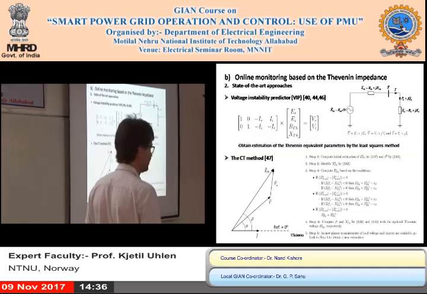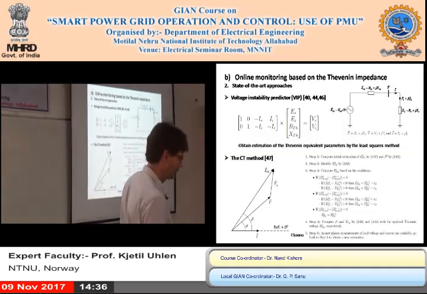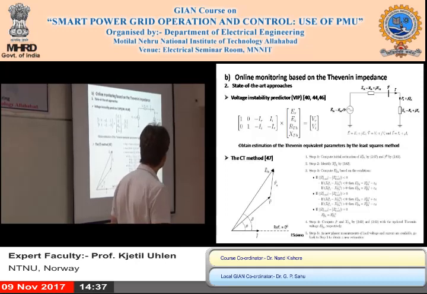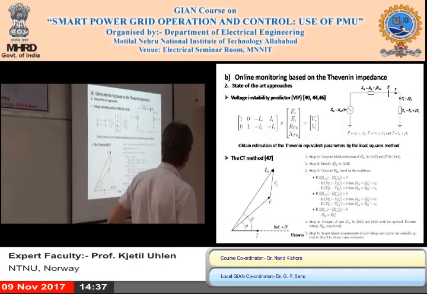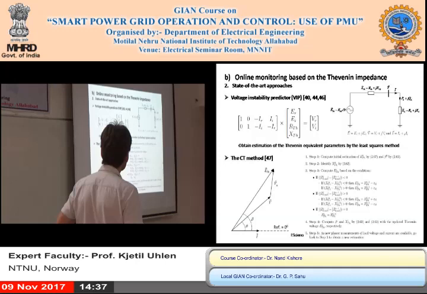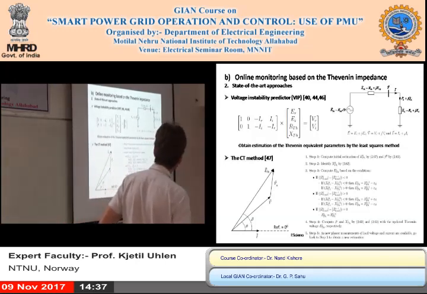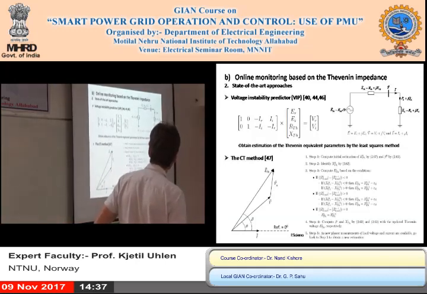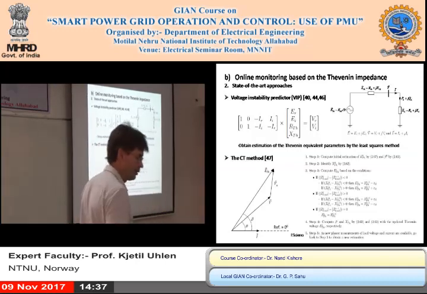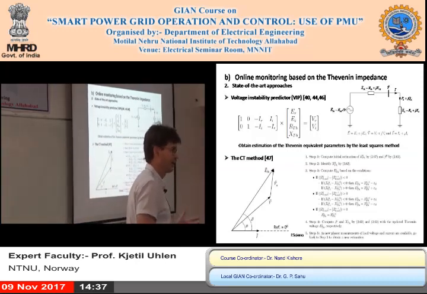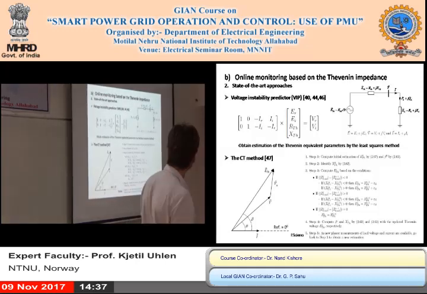The problem with this is that it really doesn't work. That's the only problem. And there are many reasons for that. I guess the main reason is that the network is never linear. So you get strange results, which are not really usable. For example, there is no guarantee that the resistance is positive, which it must be. It would be totally illogical if the resistance would be negative.